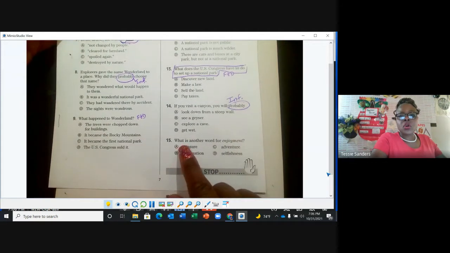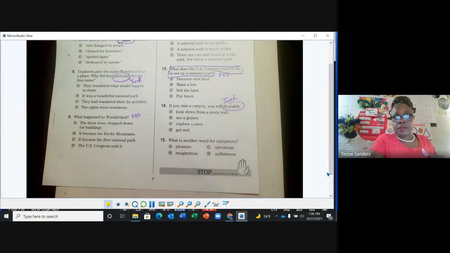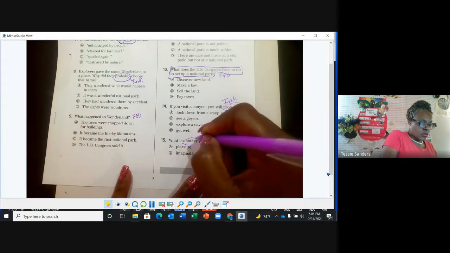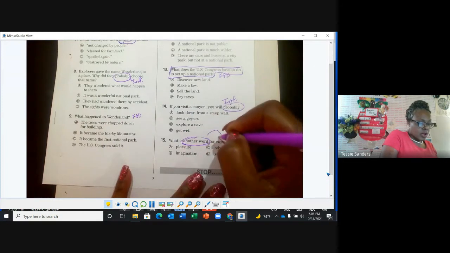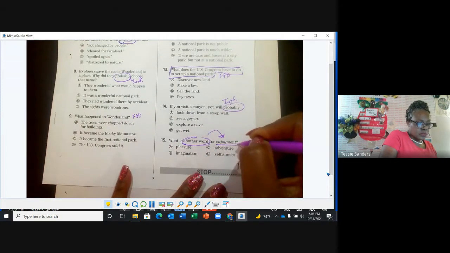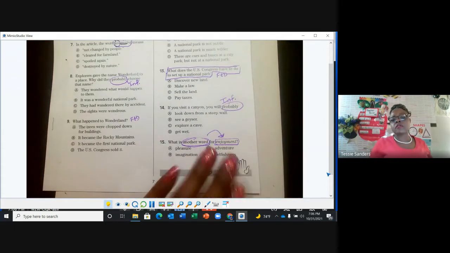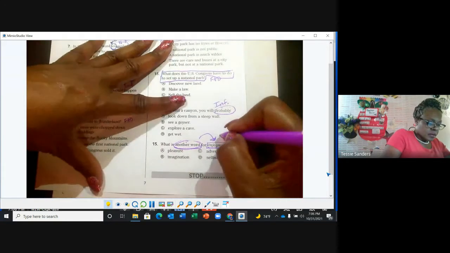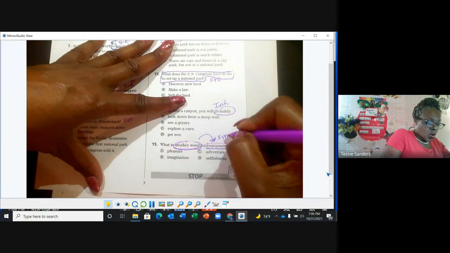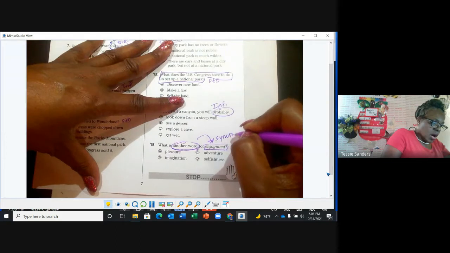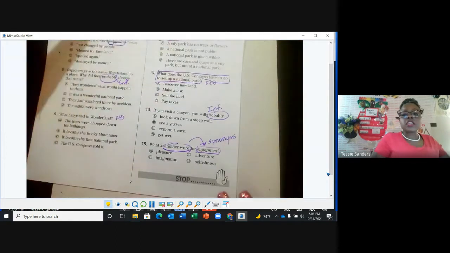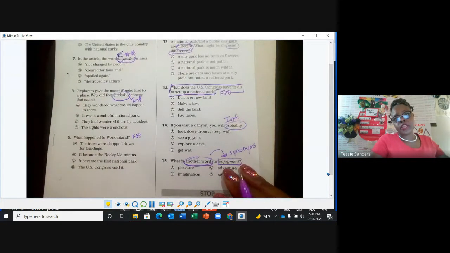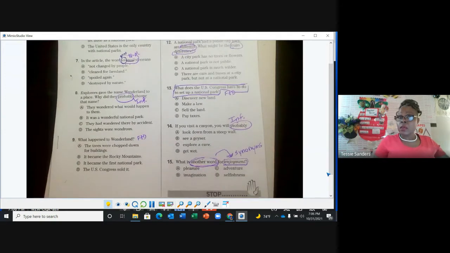Last one, number 15. What is another word for enjoyment? We're looking for another word. Circle another word, do what I do, draw an arrow over to enjoyment. Put a box around enjoyment. This is synonyms. A synonym is a word that means the same or almost the same thing. It's just another word. You ready?